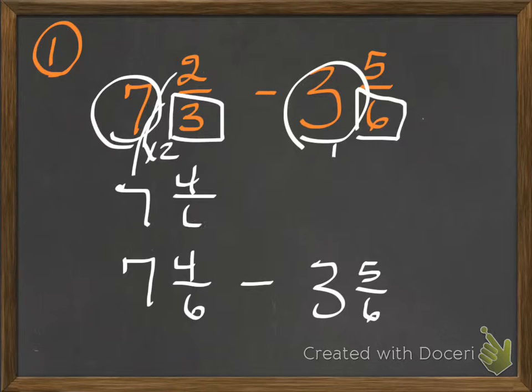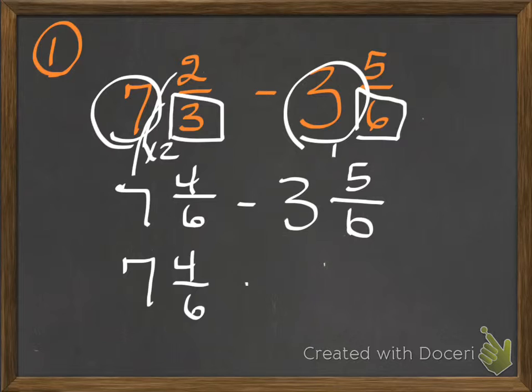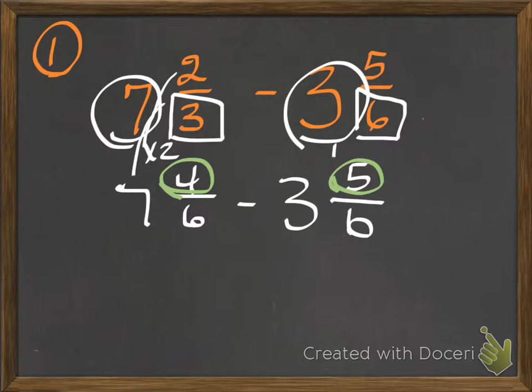7 and 4/6 minus 3 and 5/6. Now, I notice that when I subtract, I'm going to subtract the fractions first, not the whole numbers, the fractions. And I see that I've got 4 minus 5. And I can't do that, right? Can't take 5 away from 4. So I'm going to have to rename the fraction by borrowing.